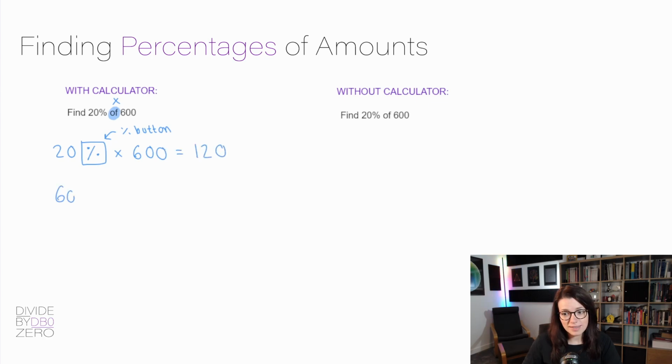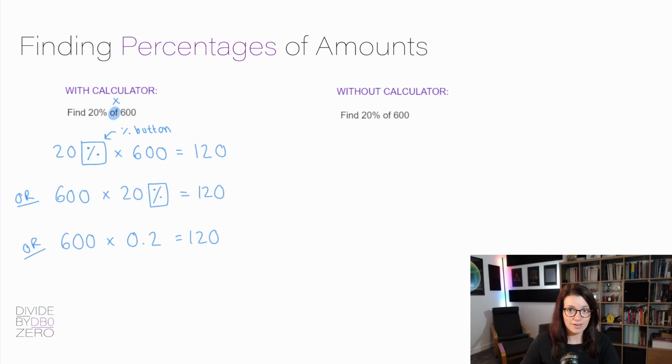You could also type this in the other way around if you prefer, so 600 times and then 20 percentage button, and you'll also get 120. Or some people prefer to turn the 20% into a decimal first, and that's also fine. So you could type something like 600 times 0.2 for 20%, and that will also give you 120. Any of these options, totally fine.